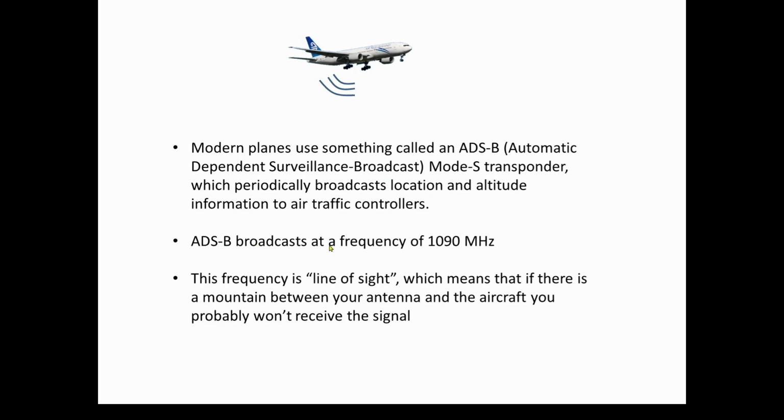Now, ADS-B broadcasts at a frequency of 1,090 megahertz or 1.09 gigahertz. This frequency is line of sight, and that's extremely important. When you're receiving signals in this frequency range, if, for example, there is a mountain between your antenna and the aircraft that you want to monitor, you probably won't receive the signal, because there has to be a direct line of sight, even if the aircraft is very far away. So if you are in a valley and there are hills around you, you may not receive anything. If you're at the top of a hill, you might receive a lot.